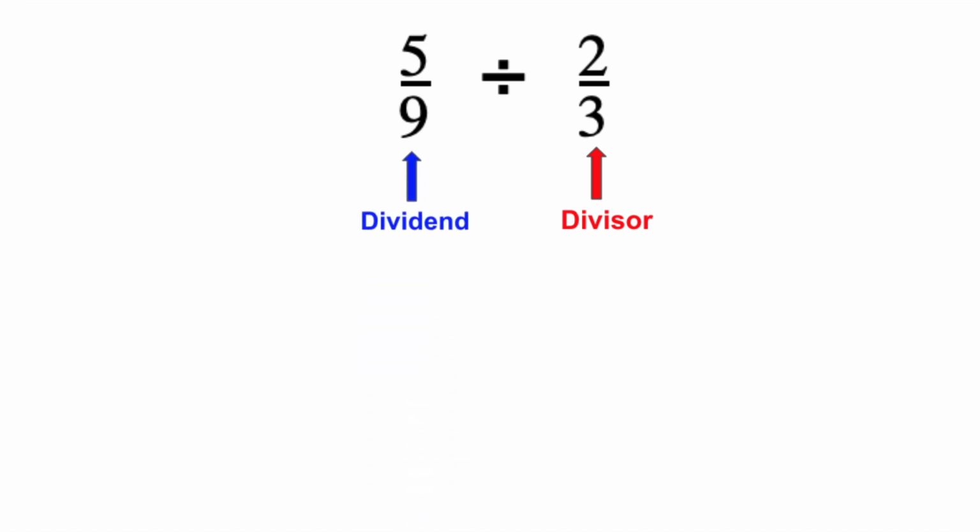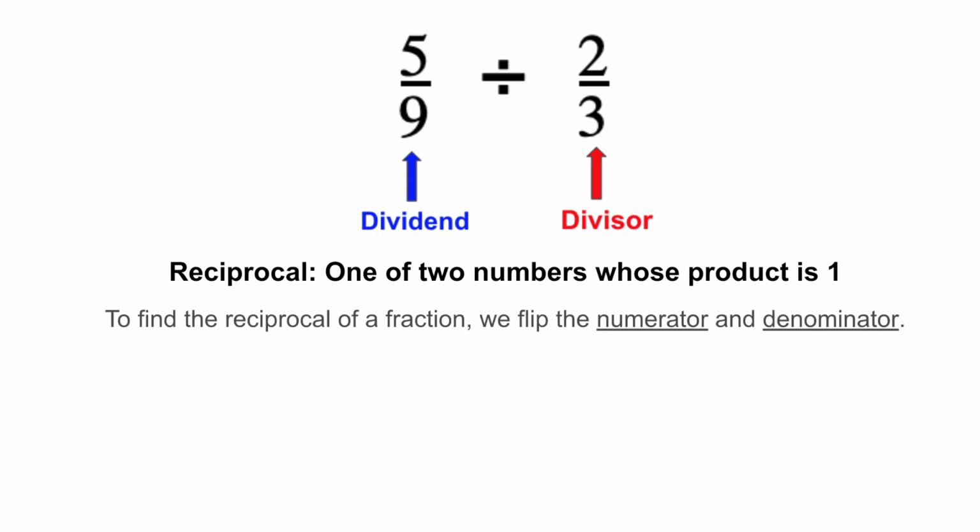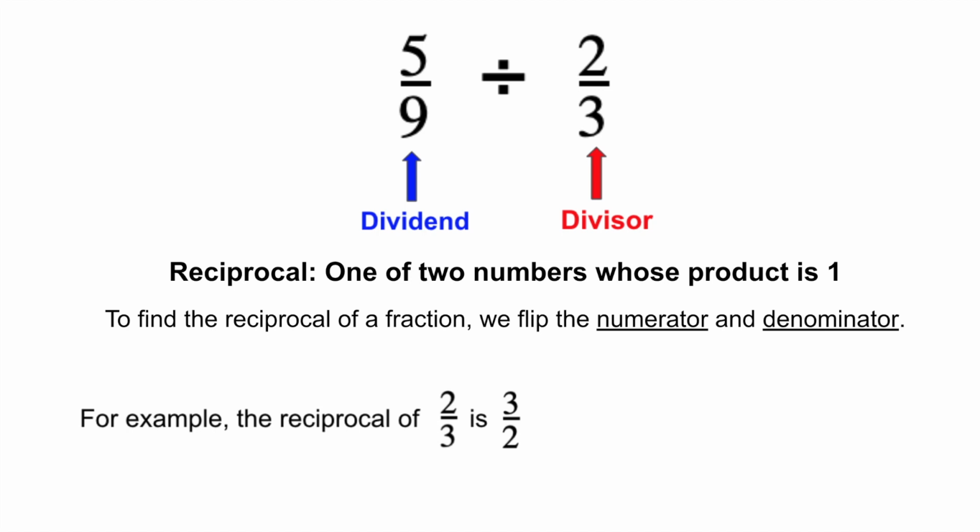It will also be important to remember the definition of a reciprocal. You might remember from earlier this year that the reciprocal is one of 2 numbers whose product is 1. To find the reciprocal of a fraction, we flip the numerator and the denominator. So for example, if we were to find the reciprocal of our divisor, 2 over 3, it would be 3 over 2. That's because 2 over 3 multiplied by its reciprocal of 3 over 2 equals 1. Let's take a look at some division problems together.